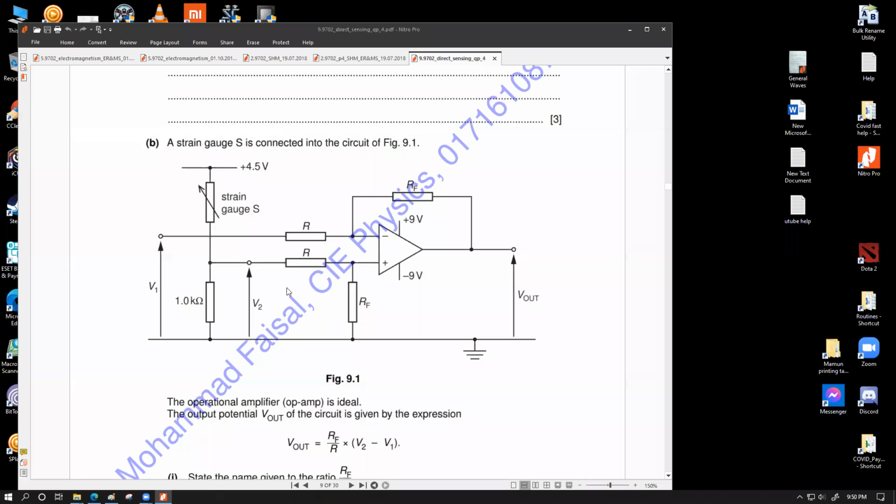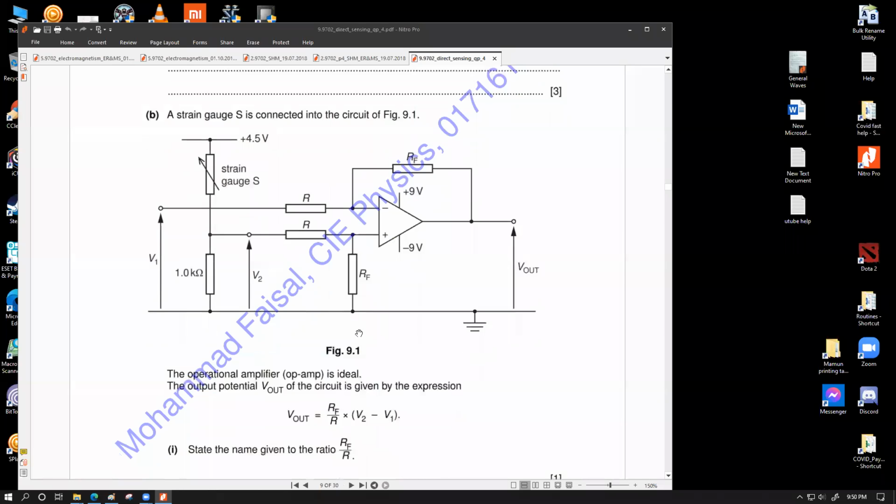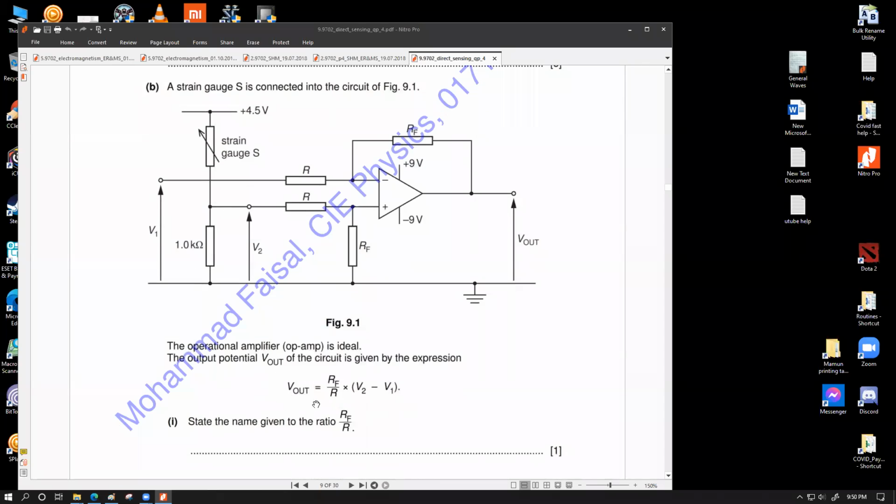So here it says the strain gauge is connected to the circuit in figure 9.1. We have a strain gauge over here with 1 kilo ohm. We are apparently applying two different voltages, V1 and V2, and we have two feedback resistors. So this is a circuit that is unknown to us. We haven't come across this kind of circuits, and whenever you have this kind of circuits, the working equation will always be given. So this is the working equation that they've already given us, so we don't have to bother about this.